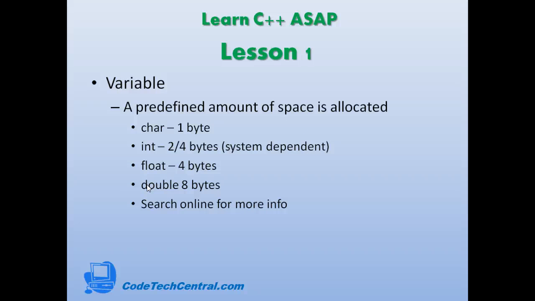Now, variables are just that. We store information inside variables, and the information can vary, meaning we can change the information. The variables in C++ have a predefined amount of space allocated depending on the type of variable. For instance, I have some listed here. You have a character which can hold a byte. We have integers. It's system dependent. It's either 2 to 4 bytes depending on your system, of course. We have floats, which are basically decimal numbers with decimal points.